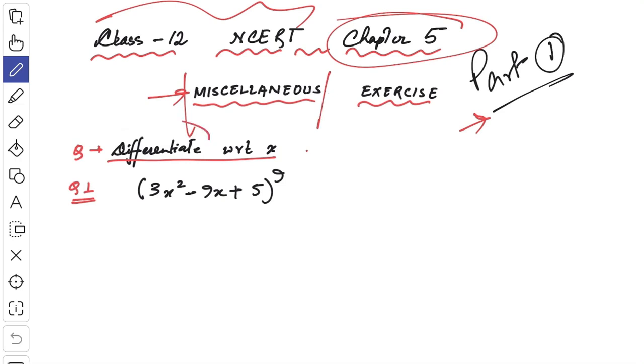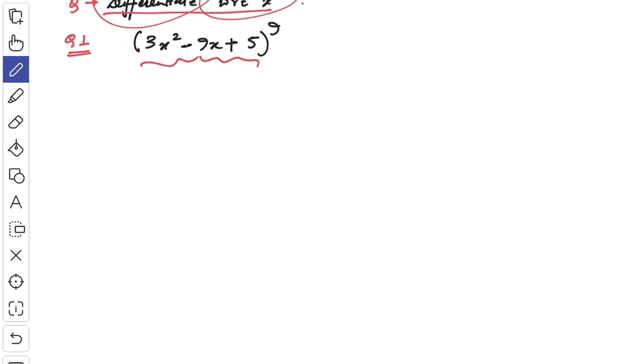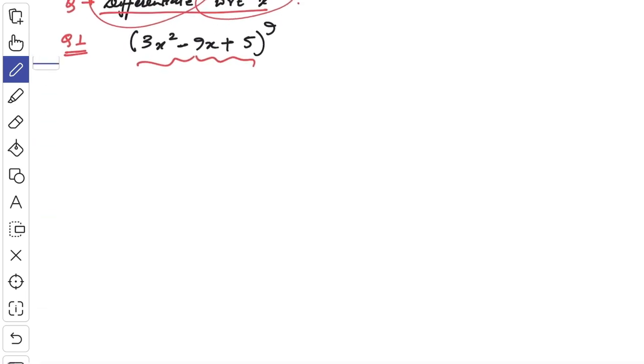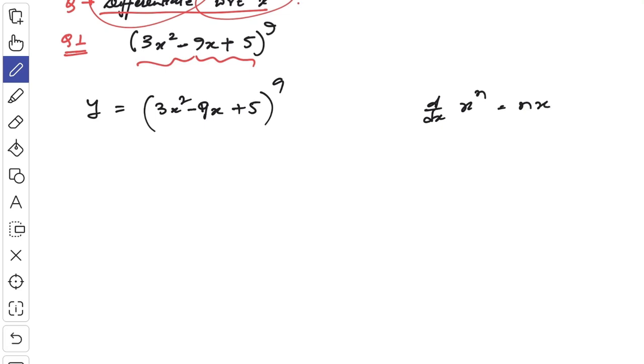So first, here you see we need to differentiate with respect to x. So first, function is given here. So this is question number 1. So now, how to differentiate it? So let it be represented by y, then (2x² − 9x + 5) to the power 9. So we know that the derivative of x to the power n is n times x to the power n minus 1. Okay. So actually it is not completed yet. Then again we should differentiate this x, but we know that the derivative of x is 1, that's why we don't usually show this part.